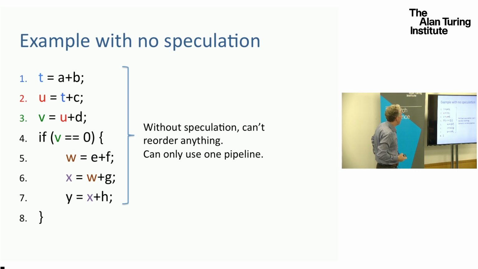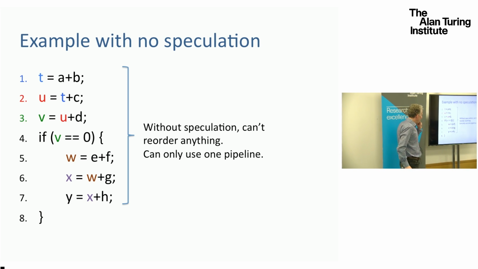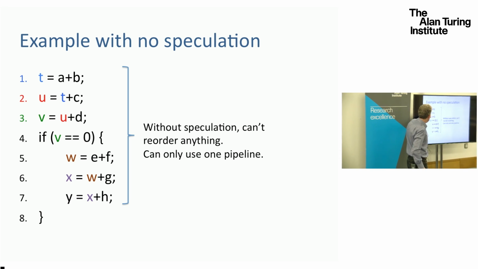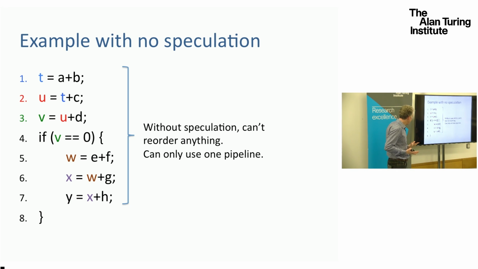So here's an example of execution without speculation with an if statement. First thing to note is there are data dependencies between all of these. We don't know the value of v until we've calculated this. And then these also have data dependencies between them. So we can't execute these in parallel, we can't do these until we know whether this is true. So that's sort of the starting point. So that's going to be slow.